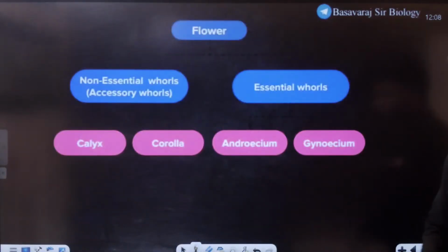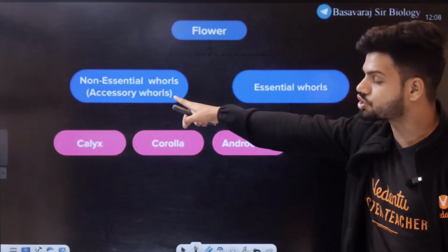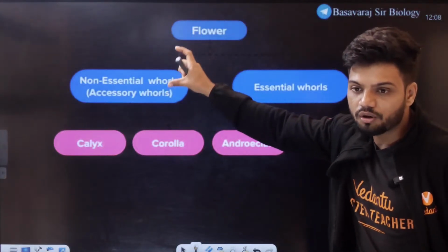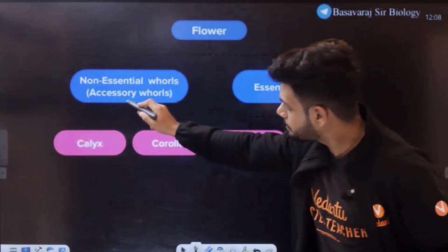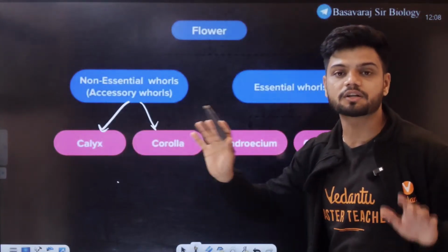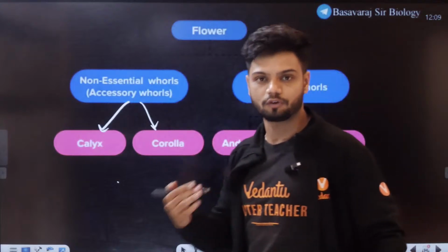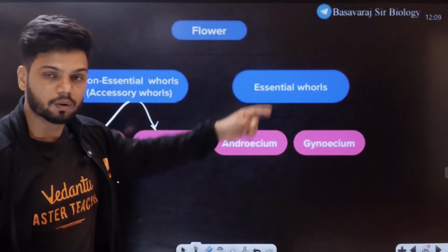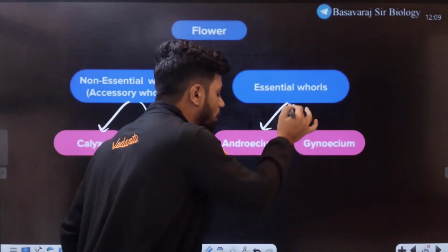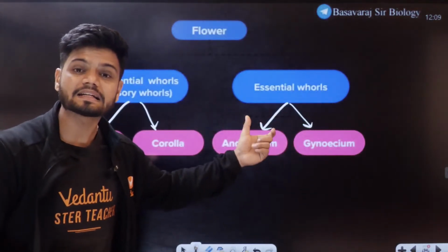Now, there is something called essential whorls and non-essential whorls. Non-essential basically means those which are not directly involved in reproduction, only indirect involvement. Essential whorls are those directly involved in reproduction, that is the Androecium and Gynoecium, direct involvement.